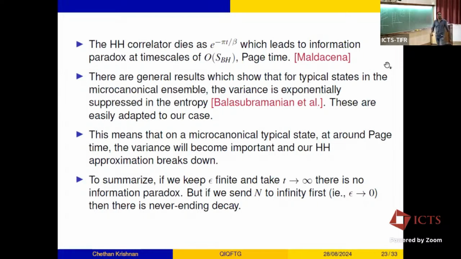This is not just a Susskind-Uglum observation, right? That you can trade an area by 4G_N plus the... You're doing more than that somehow.